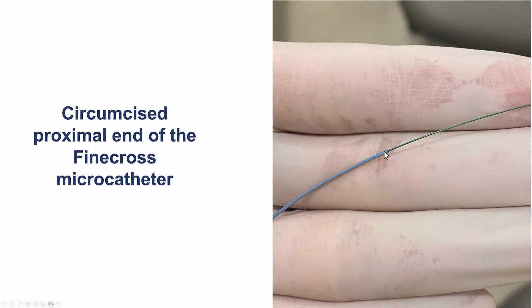You can see how the proximal end of the FineCross looked after the circumcision. Essentially, we cut it and removed the back end, so now we can load the guide extensions and other equipment over the same guidewire.